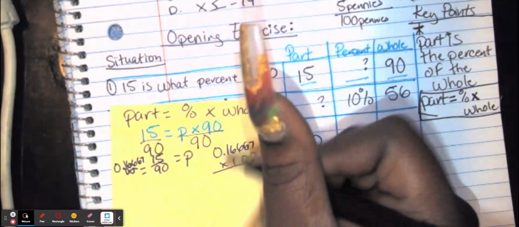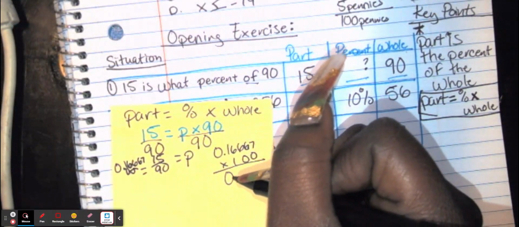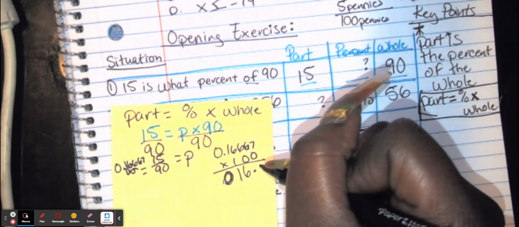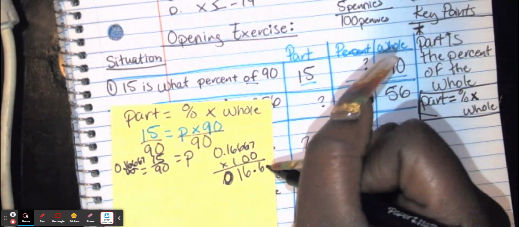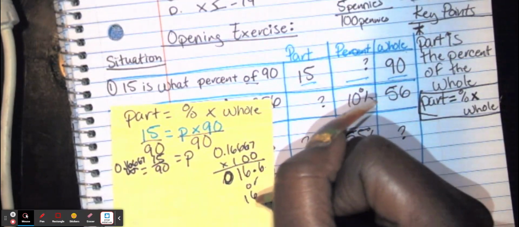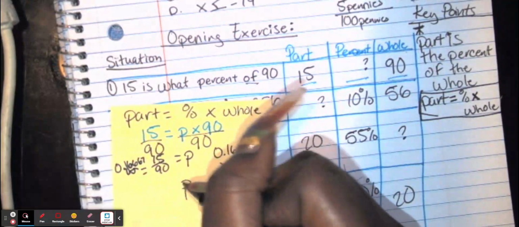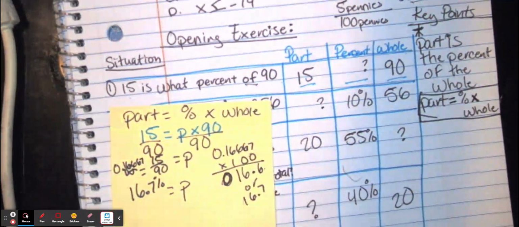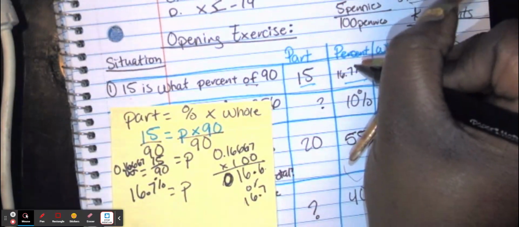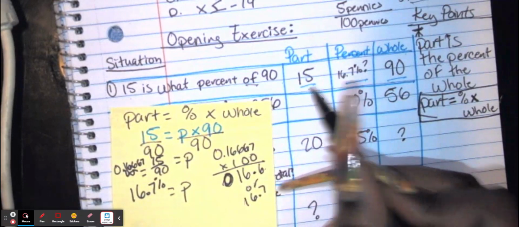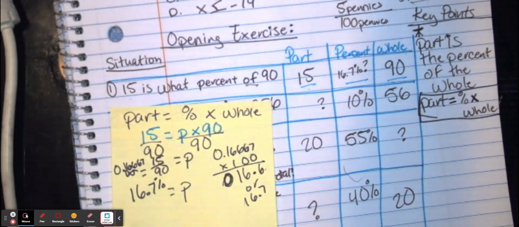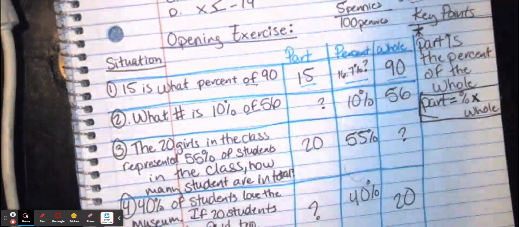And that will give you 16.6. But if you want to round it, it could be 16.7. So P will equal 16.7%. So here I can write 16.7% is 15 and 16.7% of 90. See? All right, let's try another one.